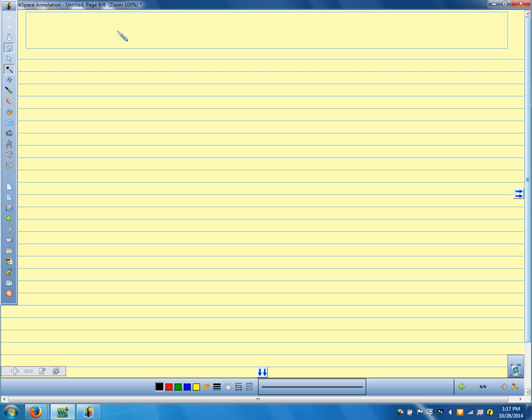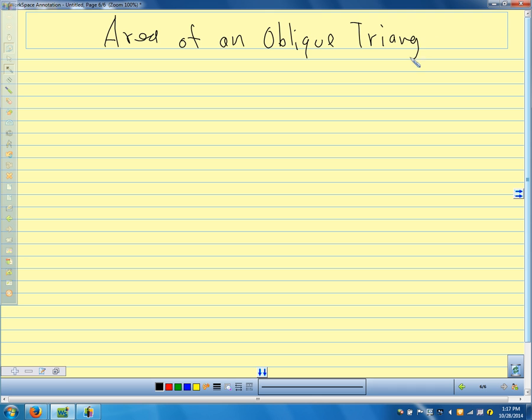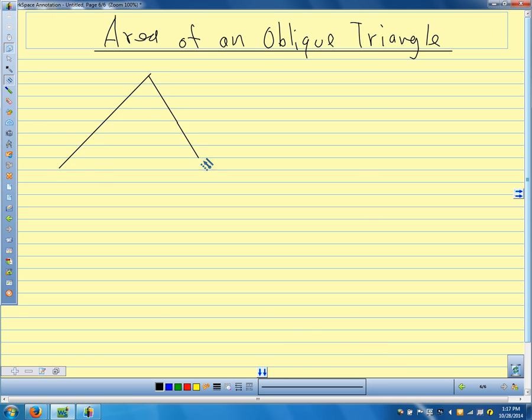All right, the last thing for today. Area of an oblique triangle. So we've talked about it multiple times today, finding the height of our triangle. We talked about it when we talked about why the law of sines works.